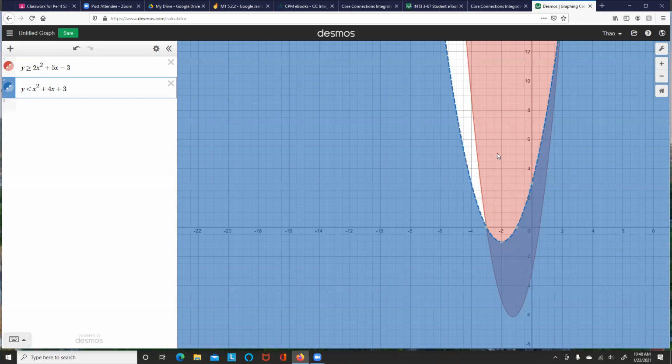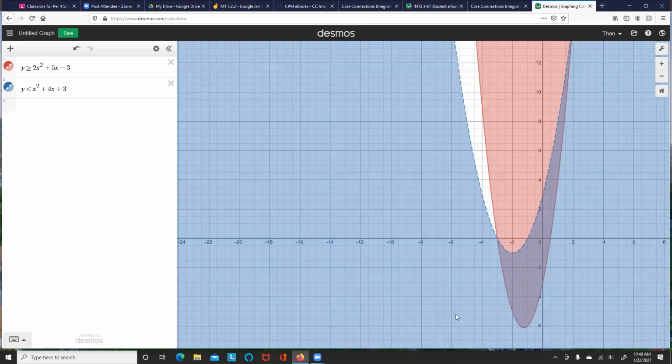So this is what I need you to do. If you have your resource page, this is on your resource page. You just need to shade in this area where they overlap. Get your pen and shade in that area right there. If you don't have the resource page, then just draw it. Just do a quick sketch.